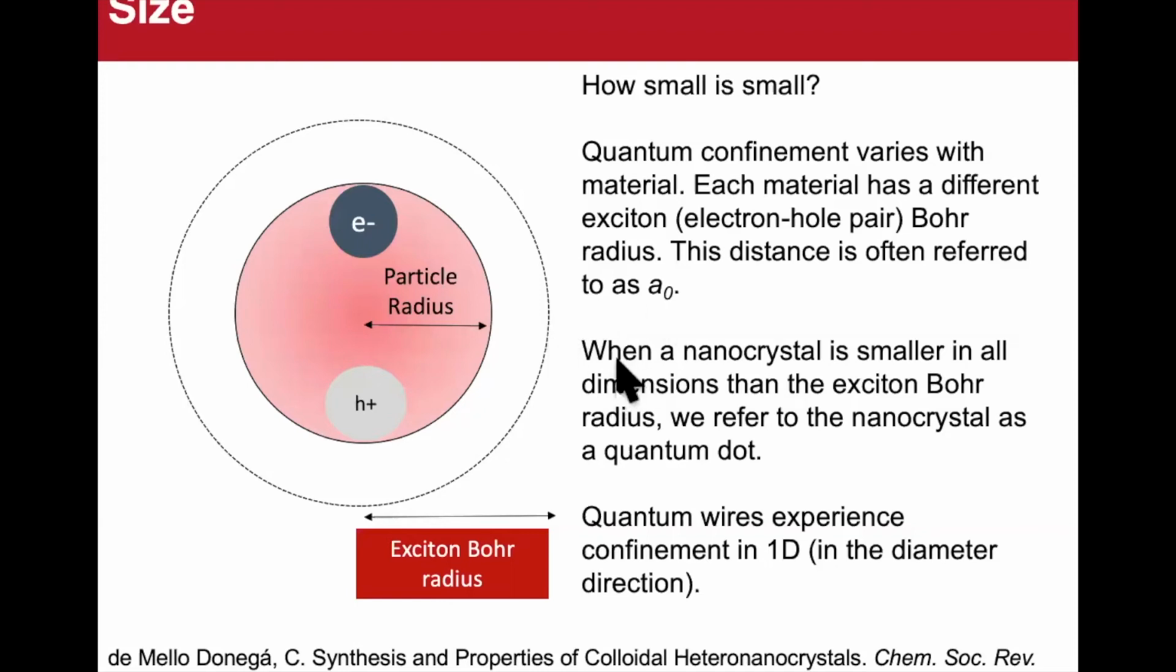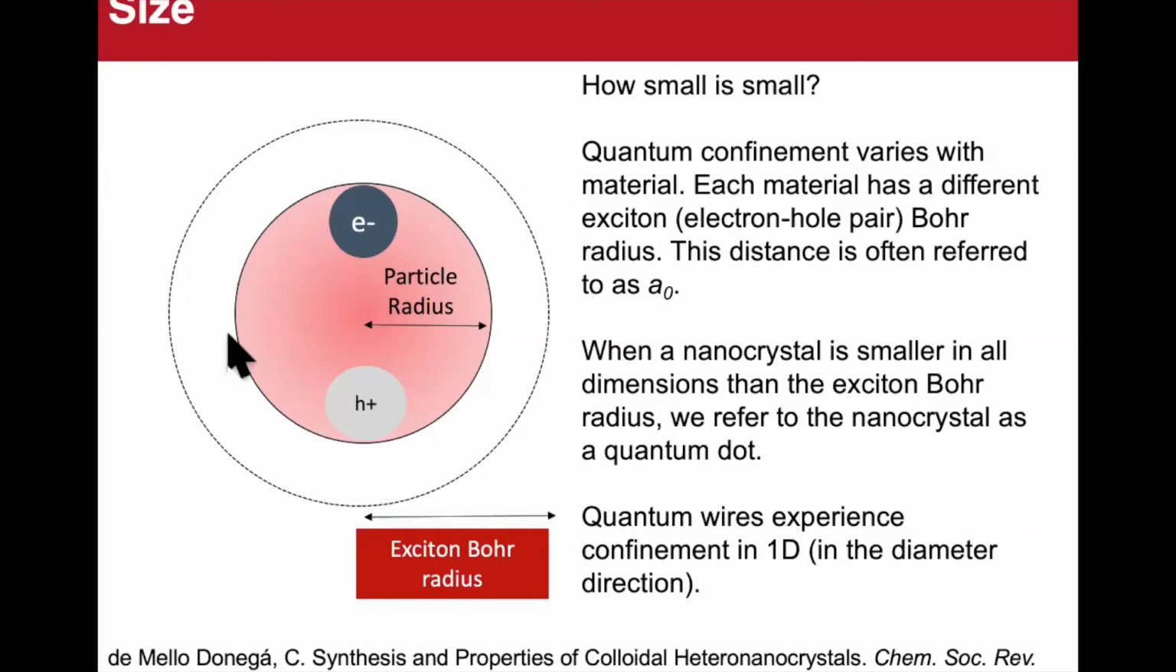And so when a nanocrystal is smaller in all dimensions, and it's smaller than the exciton Bohr radius, shown here, we refer to this nanocrystal as a quantum dot. So this is the size of the particle. You can see that the electron-hole pair is confined within this material that is smaller than the expected exciton Bohr radius for this specific material.